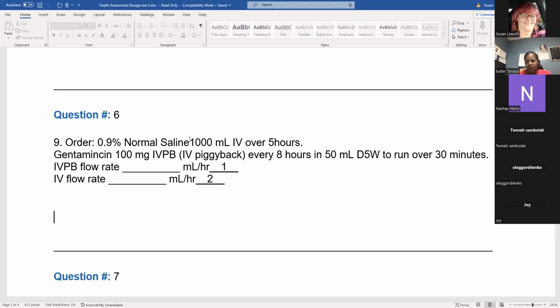So how do we do this one? 30. So you just take 50 divided by 30 and then multiply by 60, right, in order to convert it to hours. And you should get 100. Did you? I got 100. Yes. Okay. So that's your IV piggyback flow rate in mLs per hour.